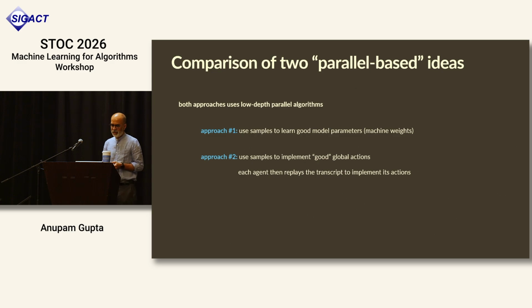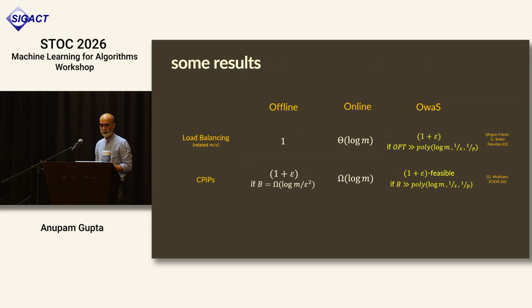So just basically one last slide to say, comparison of these two models. In one, we learned good model parameters. In the other one, we don't really learn model parameters. We simulate a parallel algorithm. And we can do this and we can make it work out. Each agent runs the transcript of its own actions in that parallel algorithm. So these were our results.